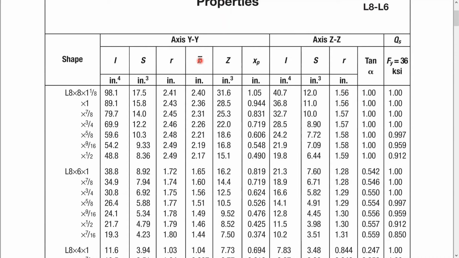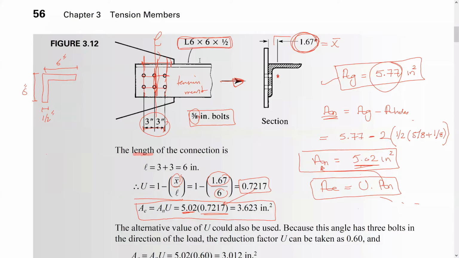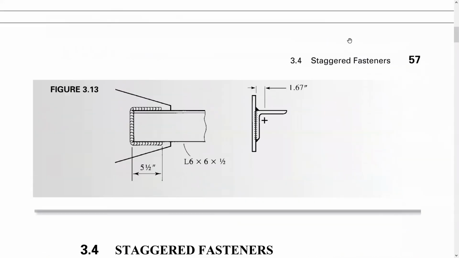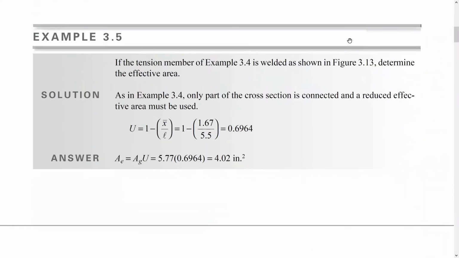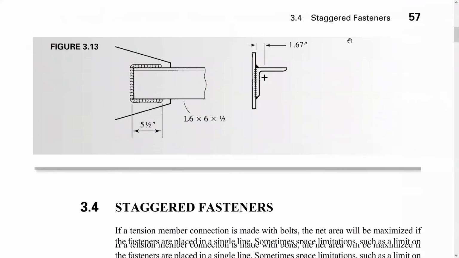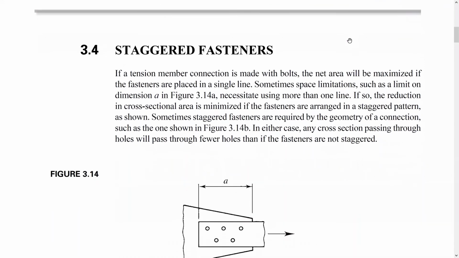Let's get back to our textbook. Okay, so let's move right now to section 3.4, staggered fasteners. Okay, clean this, go down to section 3.4. You can solve example 3.5 by yourself. This is for welding, so I think it's much easier for you. Staggered fasteners, okay?